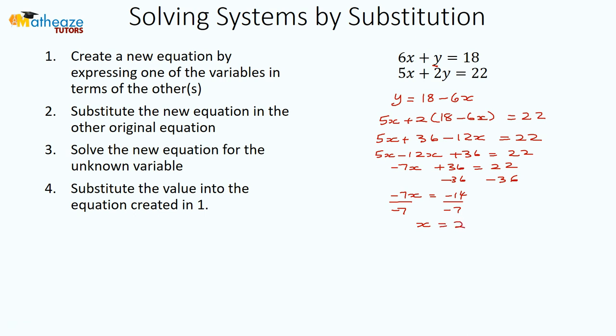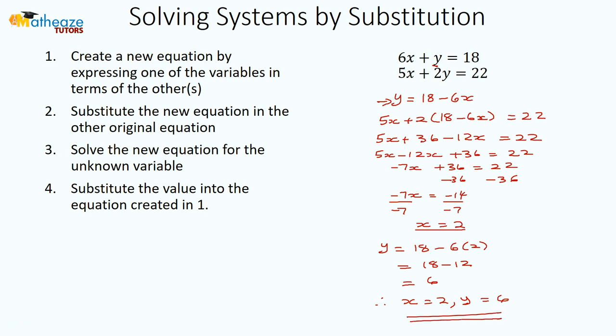So the next step we're going to take is to substitute this x equal to 2 back into this equation here. So y is equal to 18 minus 6x, 18 minus 12, which is 6. So therefore, x equal to 2, y equal to 6. That is pretty much how you deal with substitution.